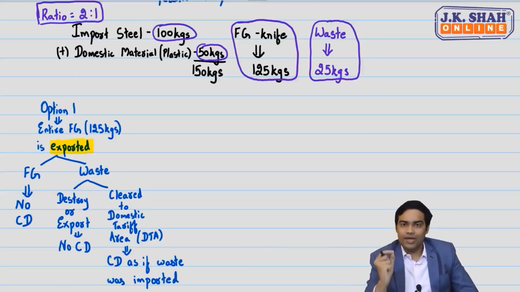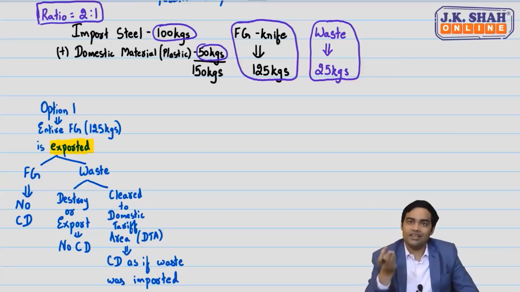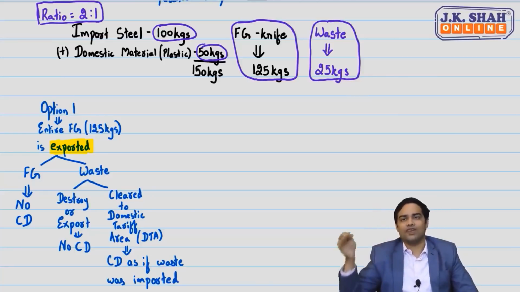Custom duty will be applicable as if waste was imported. So you will pay custom duty on that 25 kgs as if waste was imported, and the value of waste will be much lesser compared to the value of imported steel. Plus, normally the rate of custom duty on finished products and raw material is higher compared to waste.